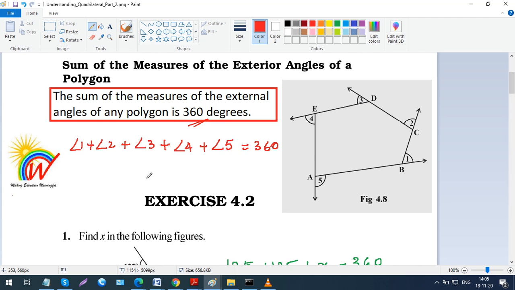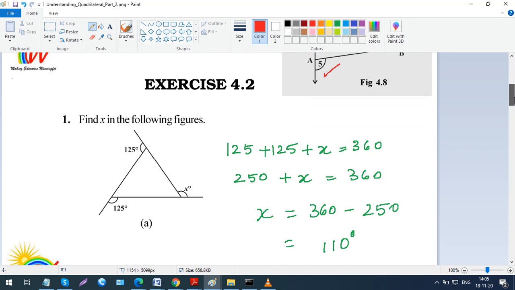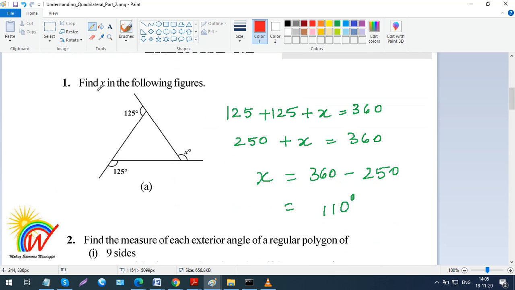Here you see angle 1, 2, 3, 4 and 5 all added together is going to give you 360 degrees. Now in exercise 4.2 they're asking you to find x. Obviously 125, 125 and x, all three added together is going to give you 360 degrees. So 250 plus x is 360, or x is equal to 360 minus 250, which is 110 degrees.